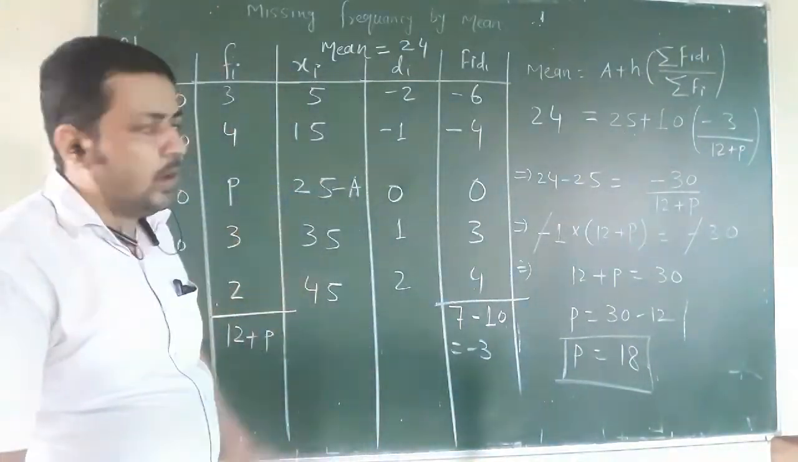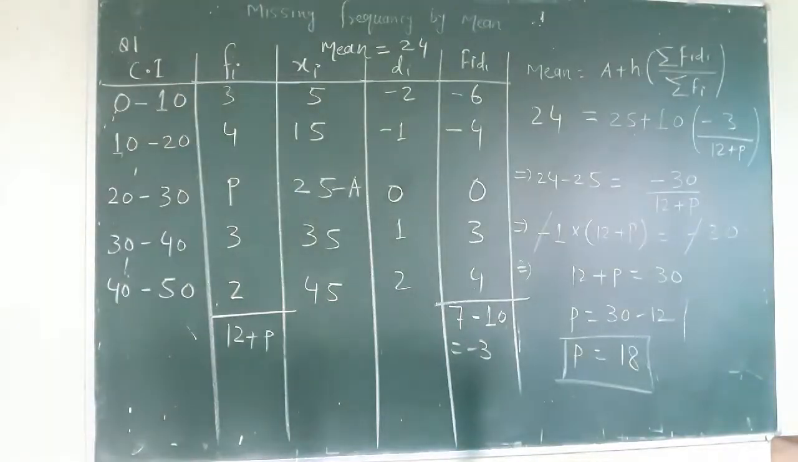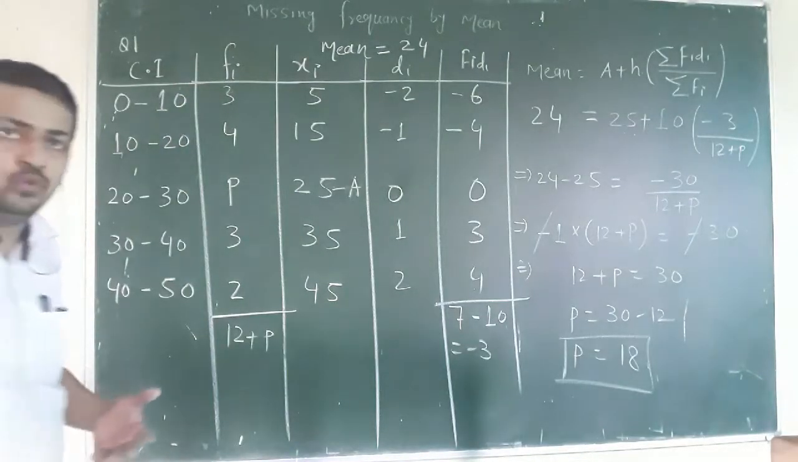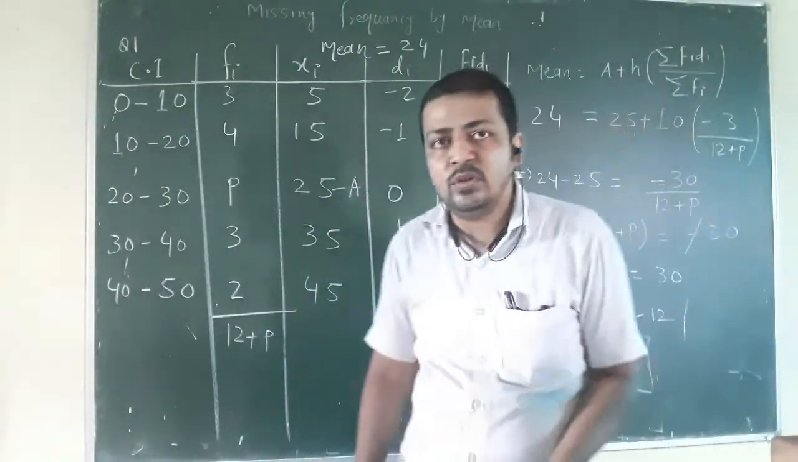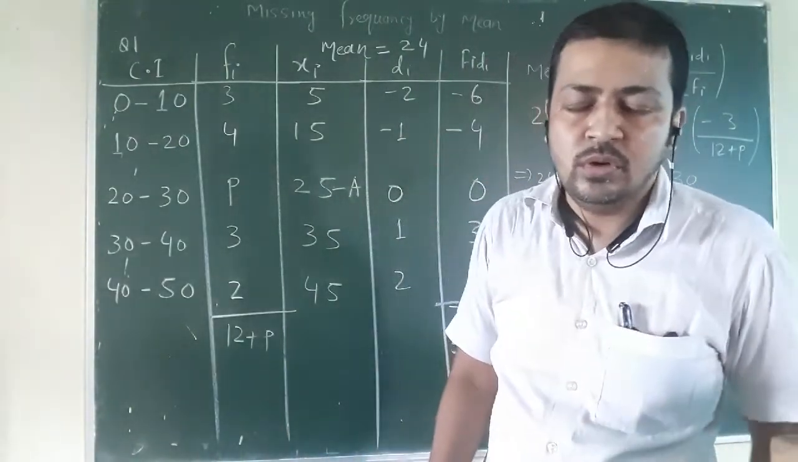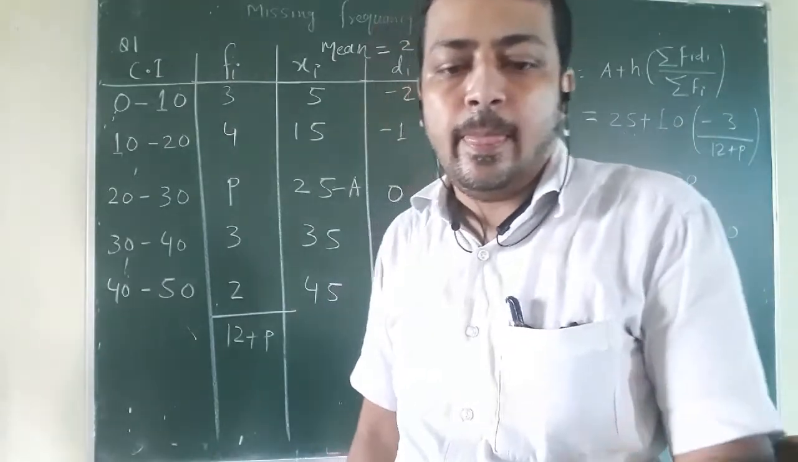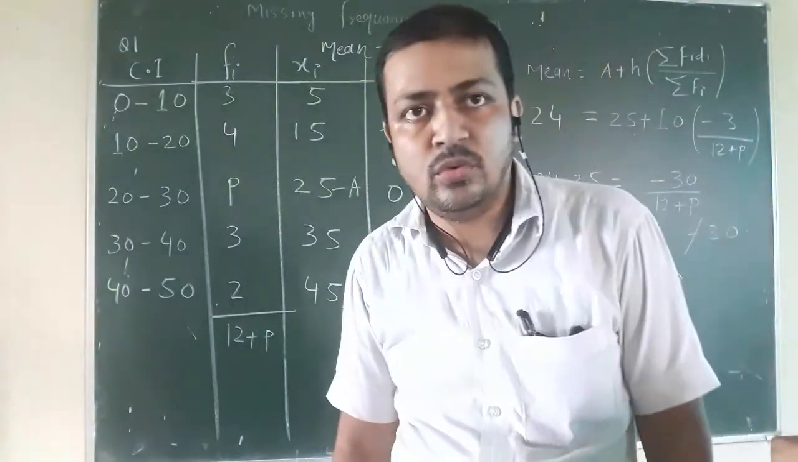You can also find this value of p by using the direct method. It is up to you. It is your choice which method you will choose. This is totally up to you. There will be no restriction that you cannot choose.